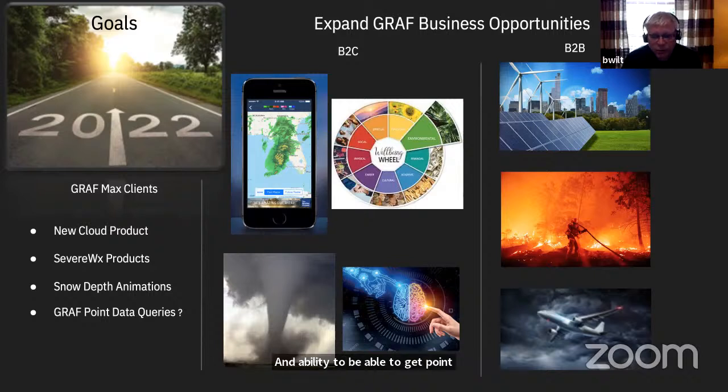But overall, our market here is really in the B2C and especially the B2B going forward, where we're always looking to expand graph business opportunities. So some of the ideas that we've already had interest in is using graph as input to fire risk models. There's also always good business value in engaging the airline industry, especially with some of the flight optimization paths.